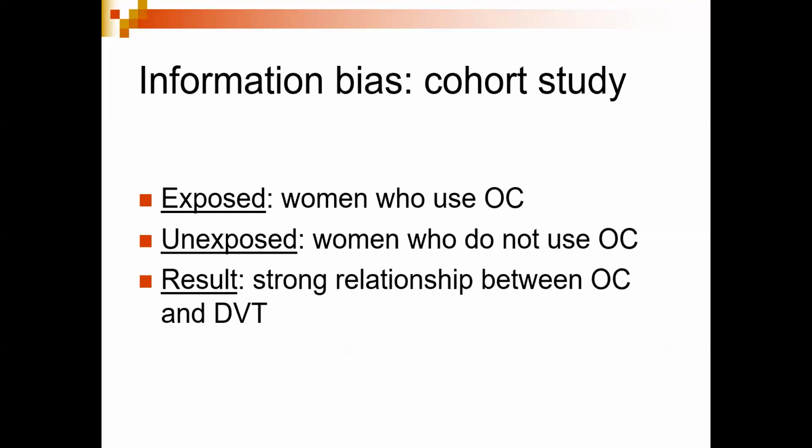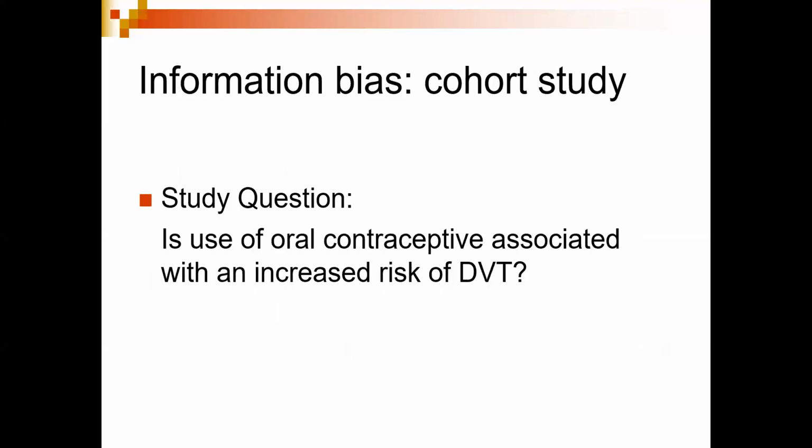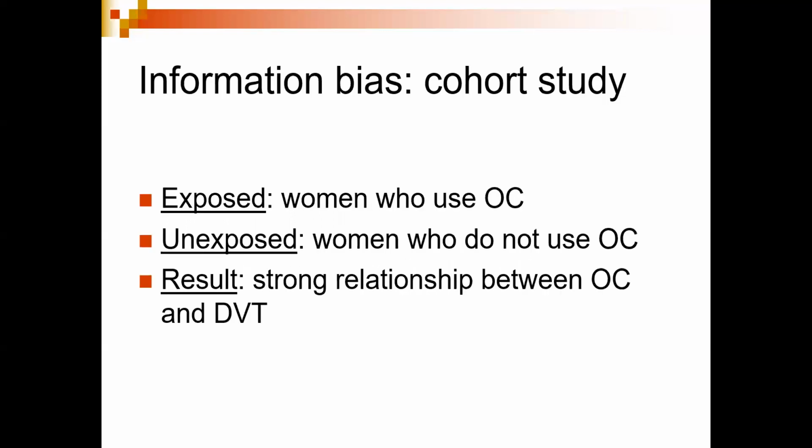Another example is for cohorts. In cohort studies, is the use of oral contraceptive associated with an increased risk of DVT? DVT is deep vein thrombosis, a condition where you can have thrombi in the veins. So exposed, those are the women who are using oral contraceptive. Those unexposed are women who do not use oral contraceptive. In this case, what do you see? You see a strong relationship between oral contraceptive and DVT.